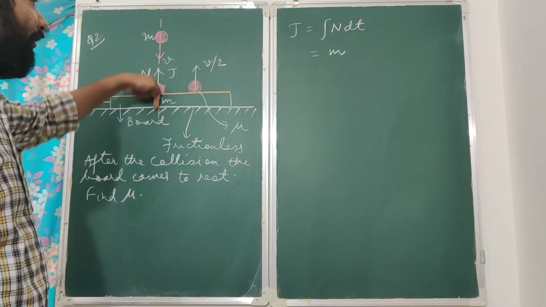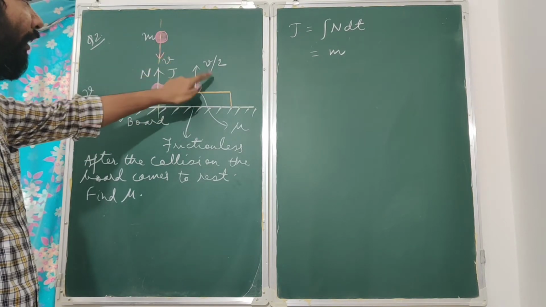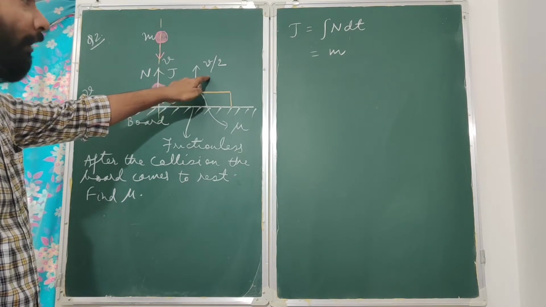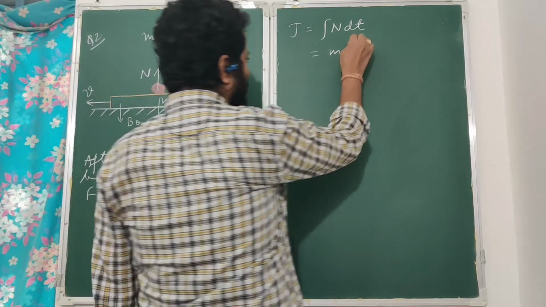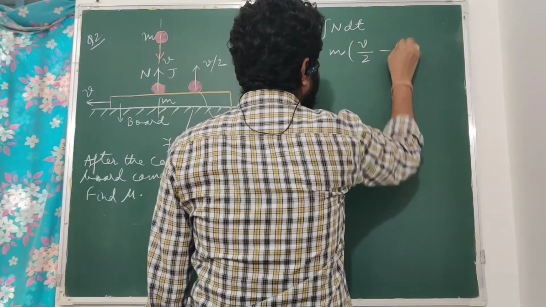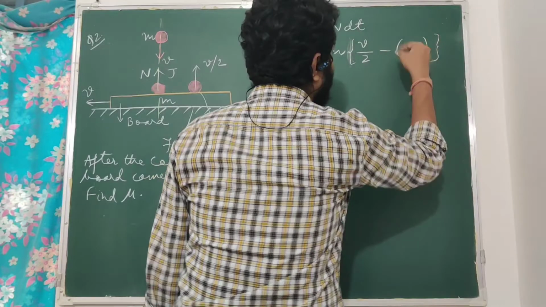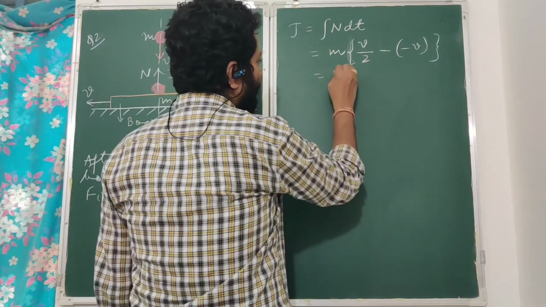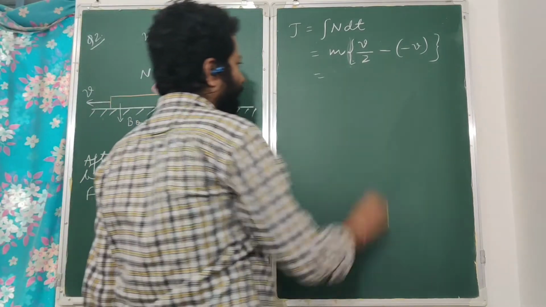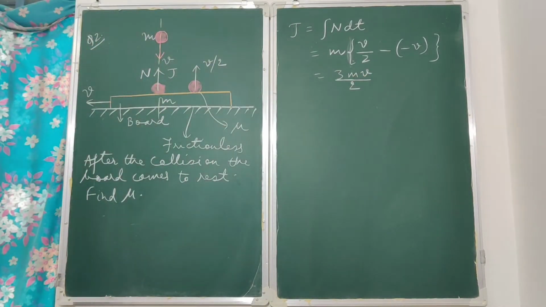Now you see, initially it was traveling in downward direction. After collision it is traveling in upward direction. So both the velocities are in opposite direction to each other. So if we take one direction as positive, the other one will be negative. So minus of minus v. So we can write it as v by 2 plus v. How much is that? 2v plus v by 2, 3v by 2. So 3mv by 2. This is impulse.